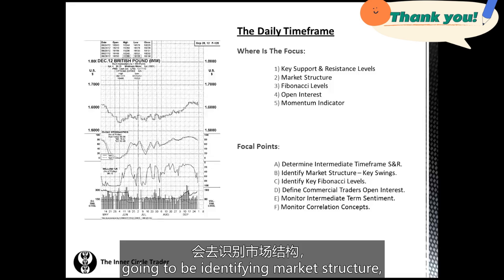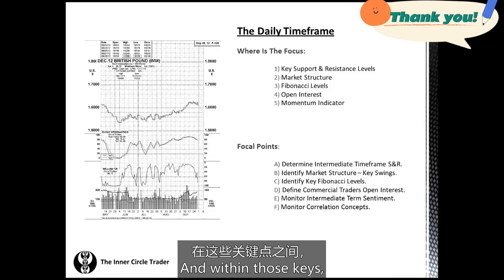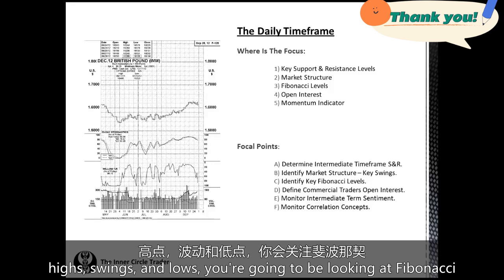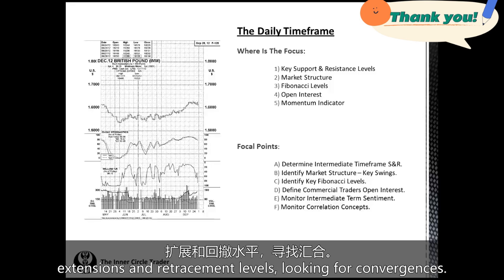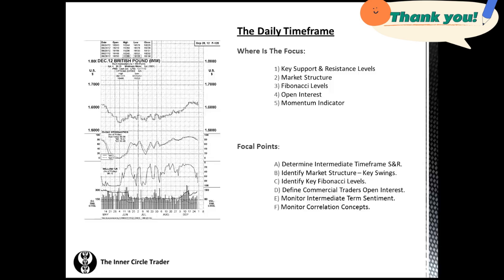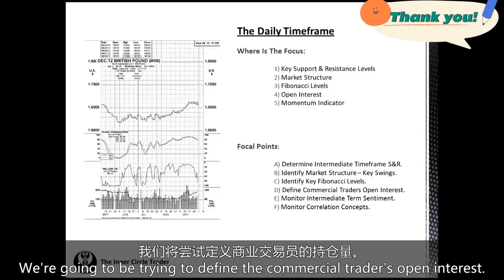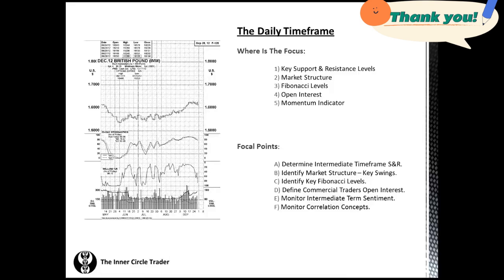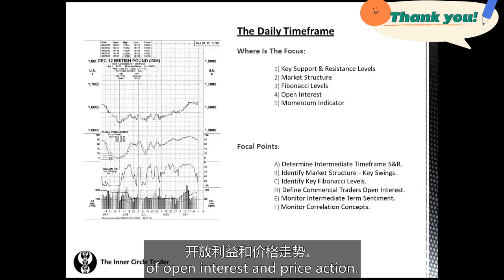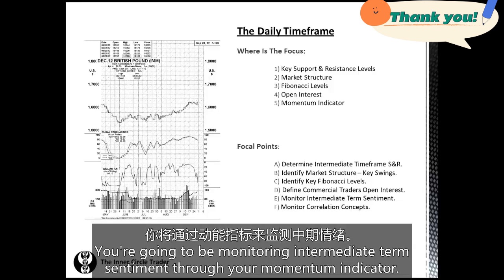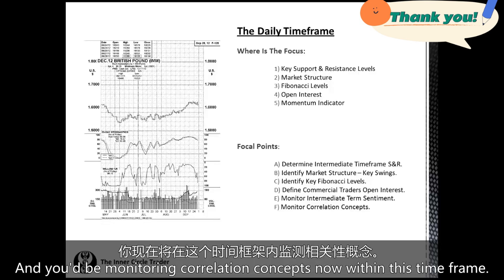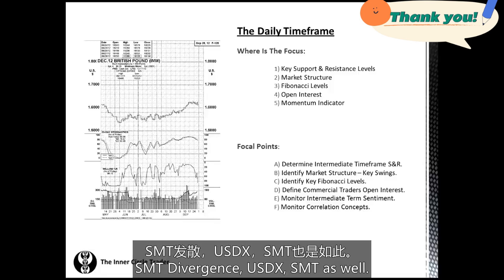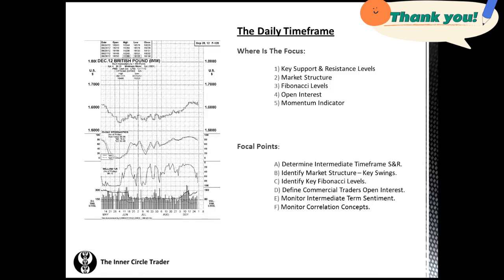You're going to be identifying market structure, key swings, highs, and lows, and within those key highs, swings, and lows, you're going to be looking at Fibonacci extensions and retracement levels, looking for convergences. We're going to be trying to define the commercial traders' open interest. Okay, are they adding to shorts or are they lessening shorts? Okay, based on the relationship of open interest and price action. You're going to be monitoring intermediate term sentiment through your momentum indicator, and you'd be monitoring correlation concepts now within this time frame. SMT divergence, USDX, SMT as well.